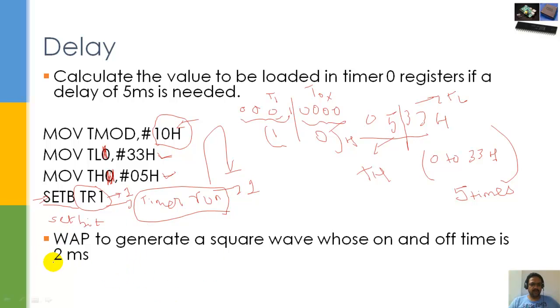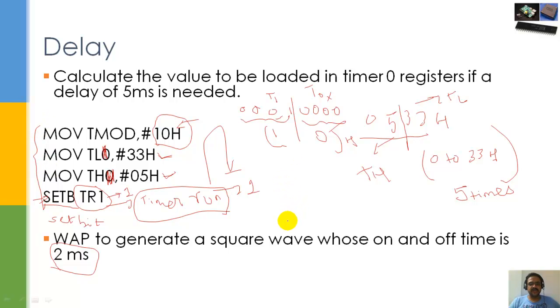Now try a small program. Try to generate a timer delay of 2 milliseconds. Remember, in one of the Keil video lectures, I told you how to generate delay by just using registers and DJNZ. Now that is more of a crude delay that you can generate. Timers are known for generating very accurate, perfect delay.